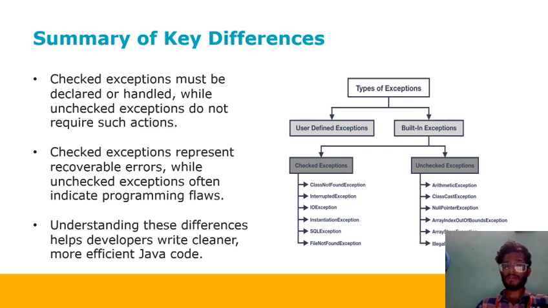So in summary, we can discuss the key differences between checked and unchecked exceptions. Checked exceptions must be declared or handled, while unchecked exceptions do not require such actions. Checked exceptions represent recoverable errors, while unchecked exceptions often indicate programming flaws. Understanding these differences helps developers write clearer, more efficient Java code.